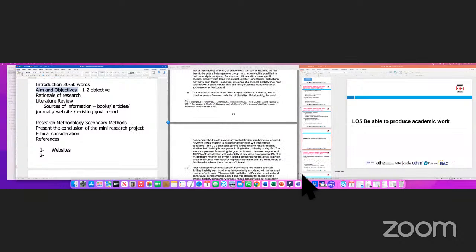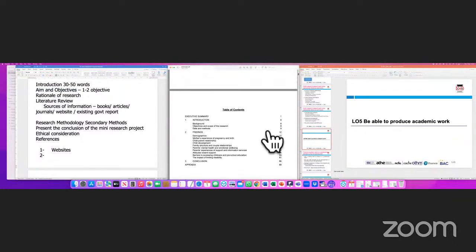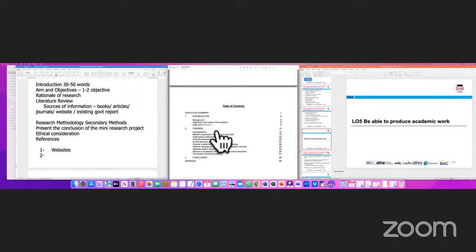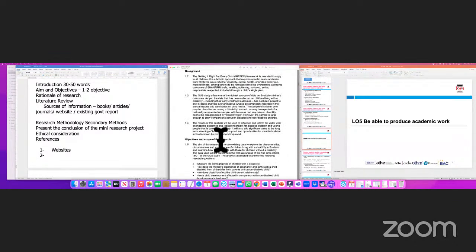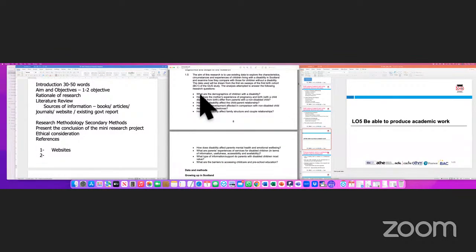So if I just briefly show you now some of the headings for Learning Outcome 5. If I go into the aims and objectives and background of research, that's the background, as you can see. The aims and objectives, as you can see, there are lots of bullet points. There are maybe in excess of 4, 5, about 9 objectives.